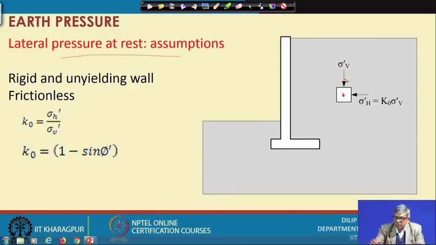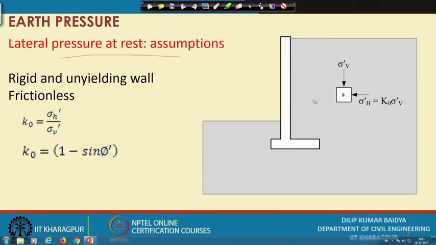Here sigma v will be there, which we can calculate based on the soil above it, and I can find out the lateral stress. The lateral stress will be smaller compared to sigma v, and it will be equal to K naught times sigma v dash. So, K naught is the lateral earth pressure coefficient at rest condition. This sigma h you can write as small h, and this is also small k. So, K naught is nothing but sigma h dash by sigma v dash.